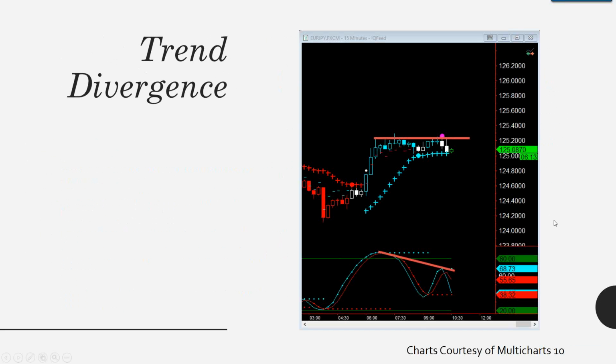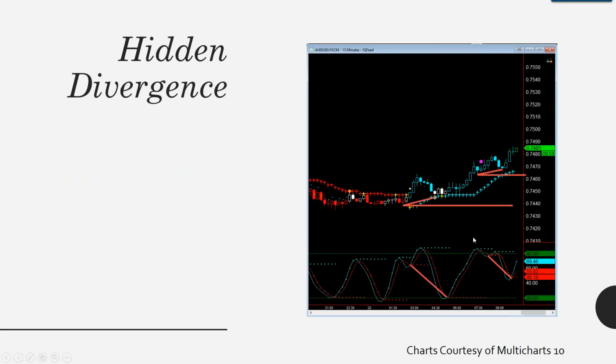Now, this is an example of trend divergence. You can see that price was making higher highs over here, and this was the highest point in the stochastics. Price came back to test it, and when it did, it made a lower high. This is trend divergence.